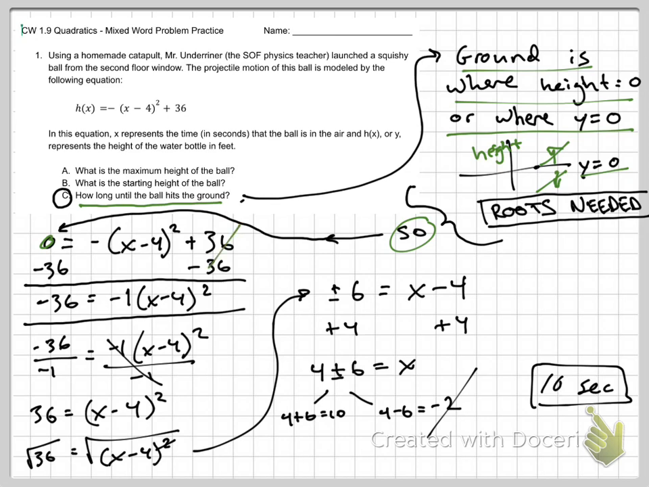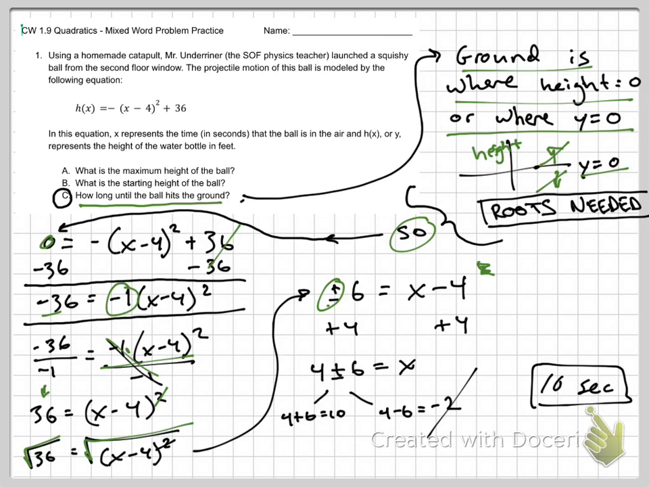Cancel these, bring it over, so we have negative 36. We have to get rid of this negative 1 by dividing by negative 1, because that's the inverse of multiplication. These cancel, we're left with positive 36. Next, we have to get rid of this by doing square root. When we do the square root, remember we have plus and minus left over. The square went away over here.